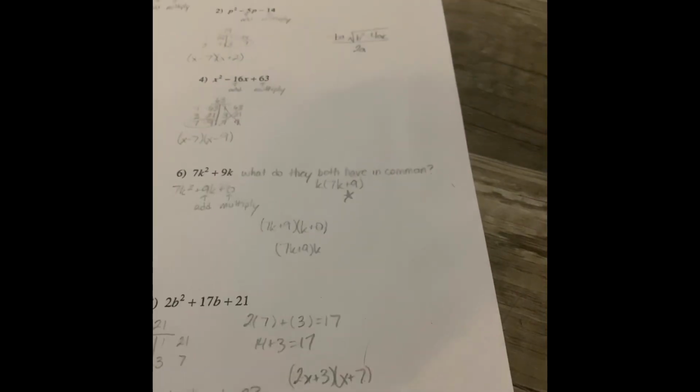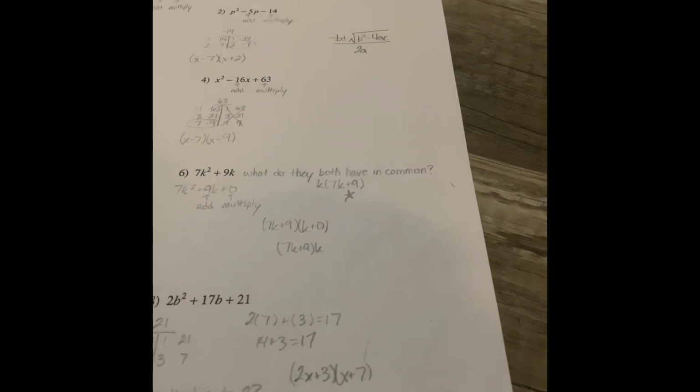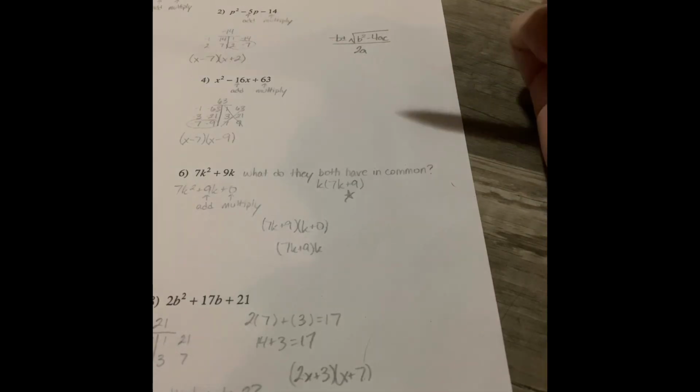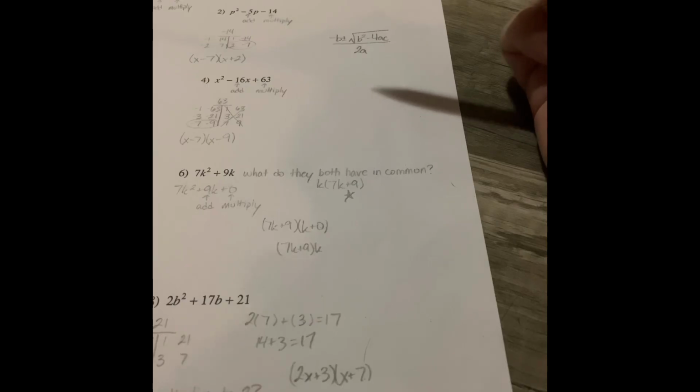If you want to learn that and memorize it, if you're not allowed to use notes, or you just want it stuck in your head, there is a song, and it's to the tune of Pop Goes the Weasel, and every time I mention it, it is stuck in my head forever. This b, a, and c that you see are from your ax squared plus bx plus c, and you're just plugging in the numbers.